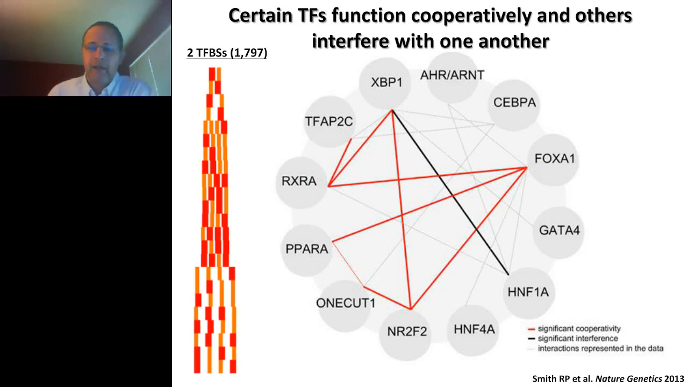And then we can also see this black line right here for XBP1 and HNF1 alpha. And in this case, these 2 transcription factors we think interfere with one another. And if we have both of them on the sequence itself, we actually have reduced enhancer activity compared to having each one of them separately. And so we can start generating these maps, similar to protein-protein interaction maps, of which transcription factors like to work with one another and which ones do not.